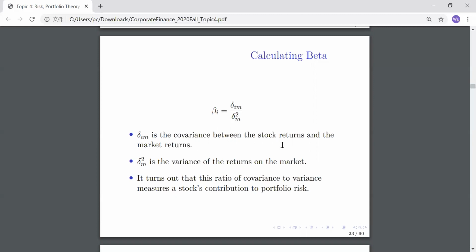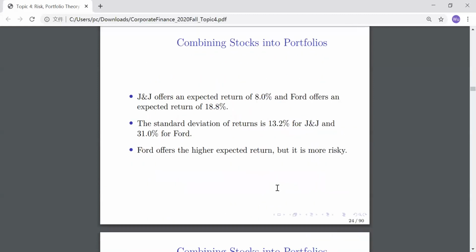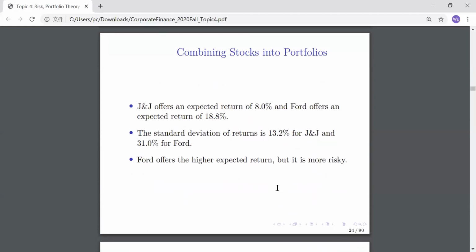So statistically, later we can use a regression approach to estimate this beta, right? And basically, this ratio of covariance to variance measures the stock's contribution to the portfolio risk, right? So again, this is the contribution to the portfolio of an individual security. Now let's go back to the portfolio again. You have 2 stocks, Johnson & Johnson and Ford, one with a lower return, the other with a higher return. And one is less risky, the other is more risky.